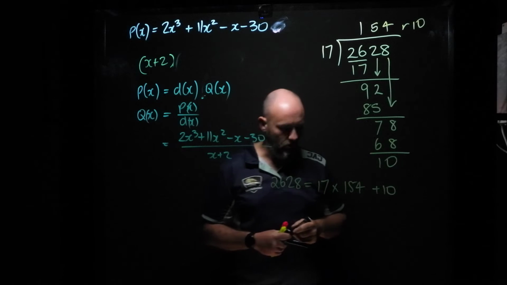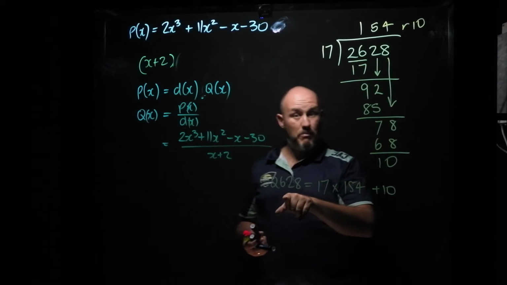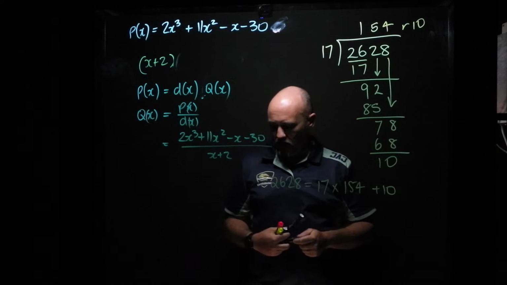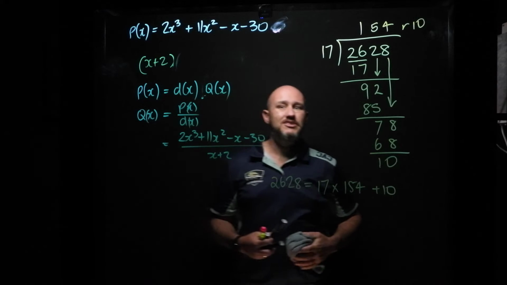In this case there is a remainder, but there might not be a remainder. But we do have our D of x, our Q of x and our P of x, and we're just looking at it numerically. So I'll just rub this off and then we're going to do the polynomial division using a similar method.